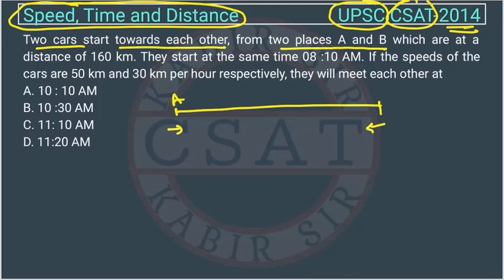So this is place A and this is place B, and the distance between A and B is 160 km. They start at the same time. So both are starting at the same time, right?